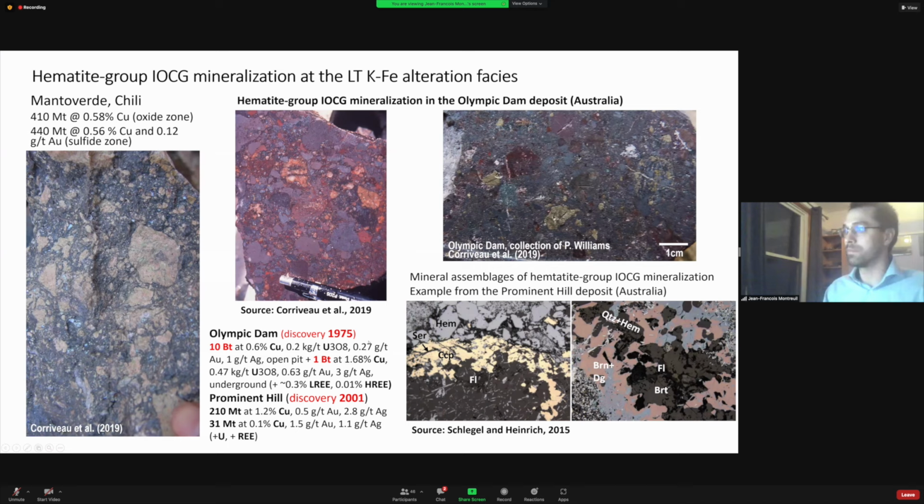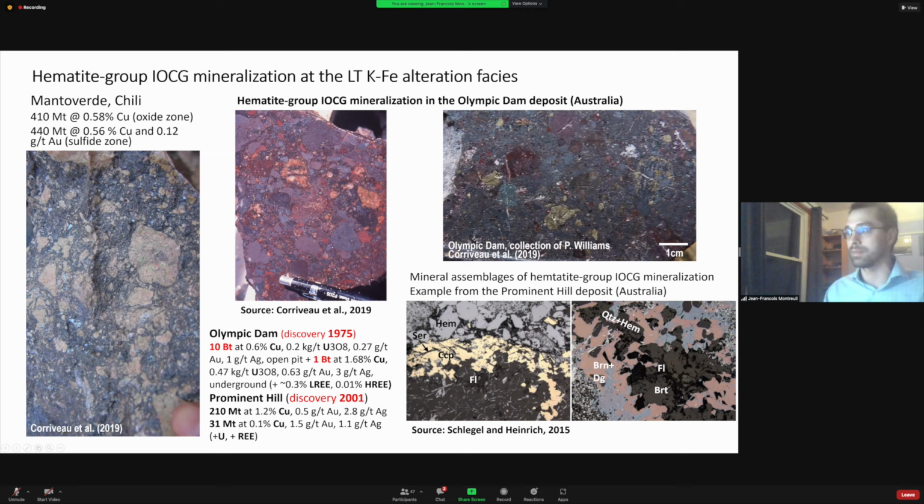Something to point out, though, that is quite interesting and also reflects part of the complexity of these systems. Olympic Dam was discovered in 1975, and Prominent Hill was the next discovery in the Gawler Craton in 2001. So it took quite a bit of time to make the second discovery after Olympic Dam, even though it's still a very significant large deposit. These systems may not be easy to explore. They're complex, and making discovery can take time, and the time gap between the discovery of Olympic Dam and Prominent Hill seems to reflect that as well.